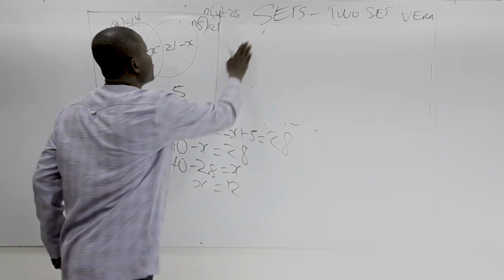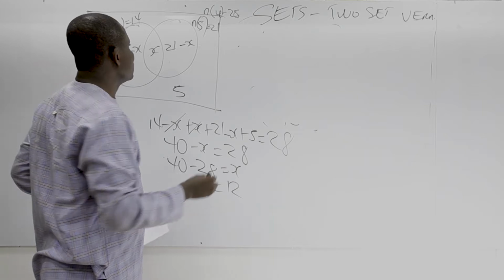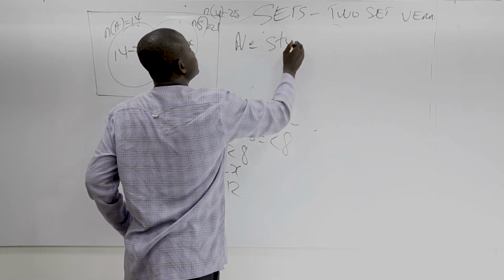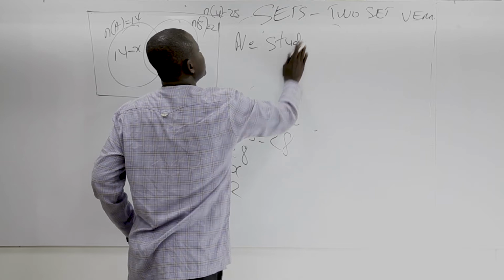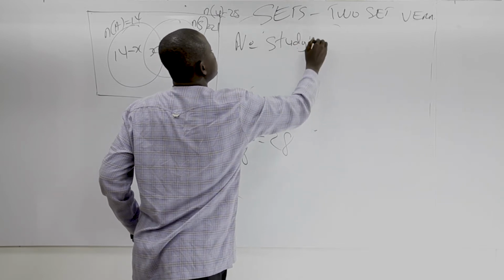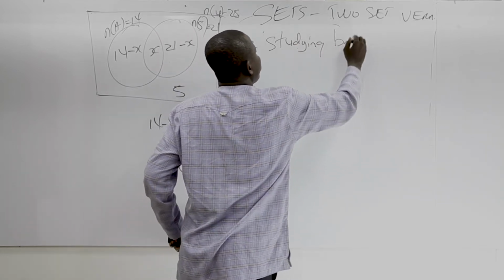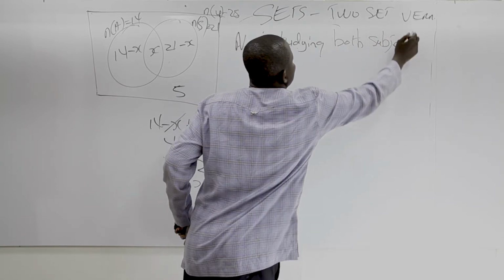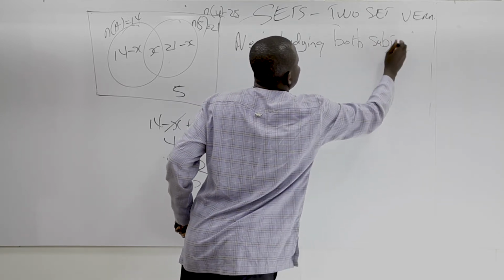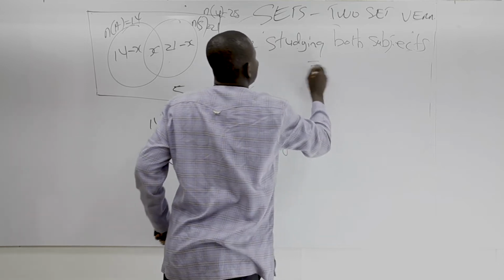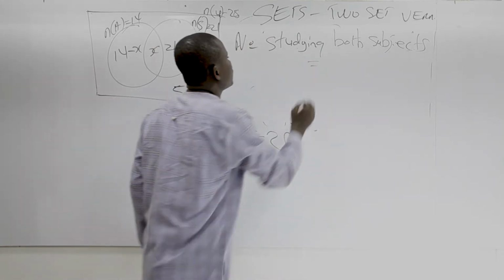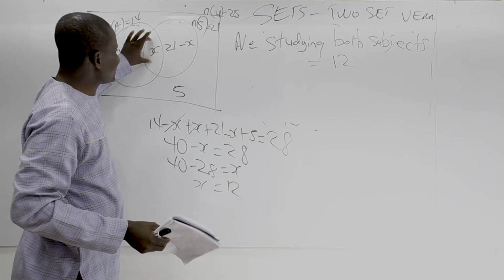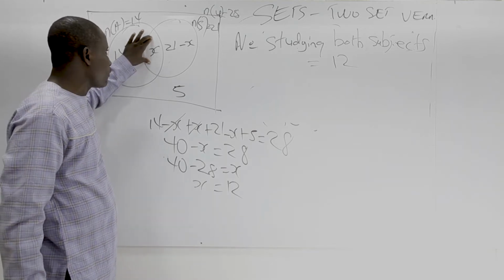So over here, we can now say that the number of students studying both subjects is equal to 12. What is the 12? Here is x. So here is your 12.